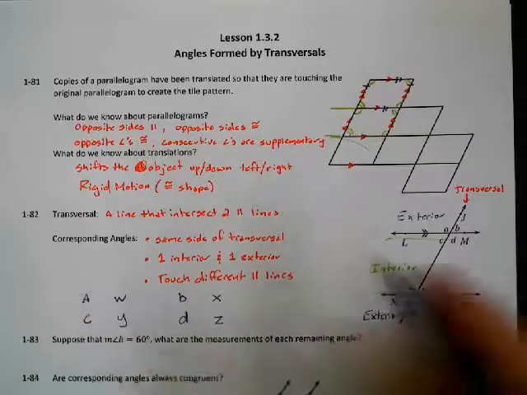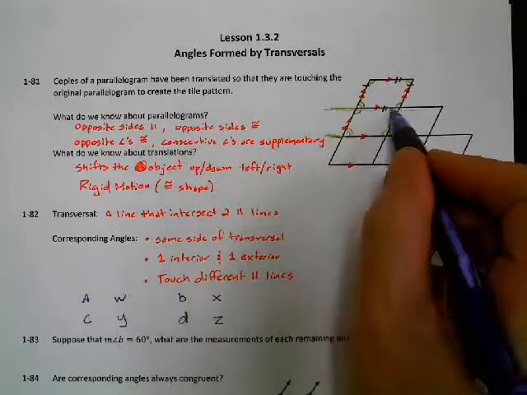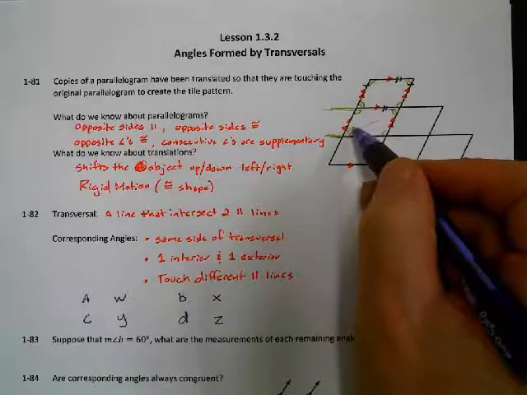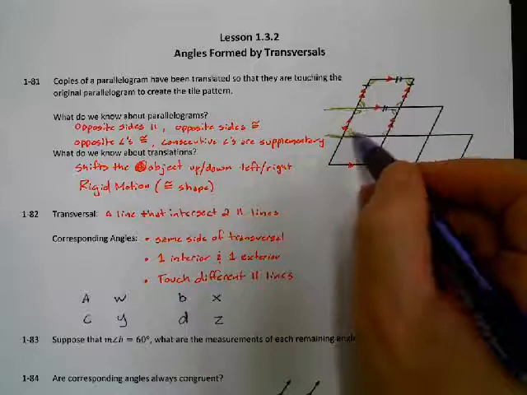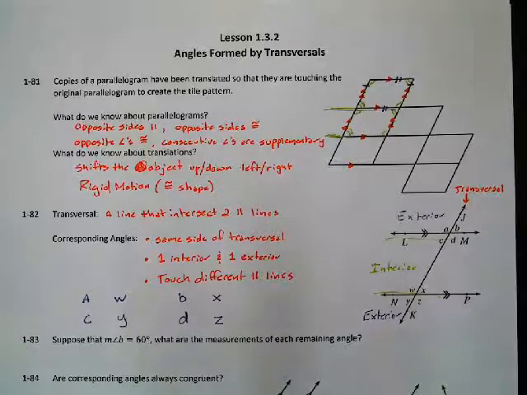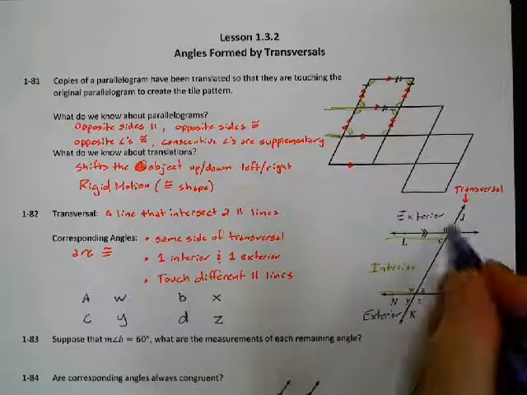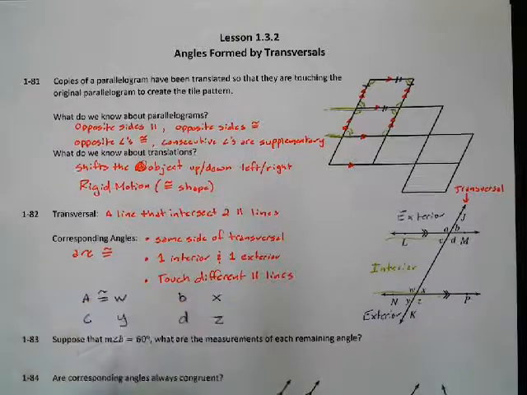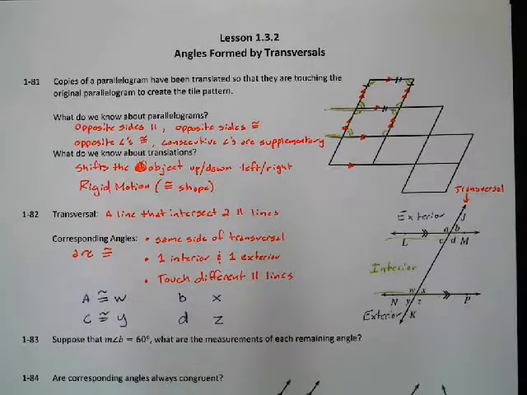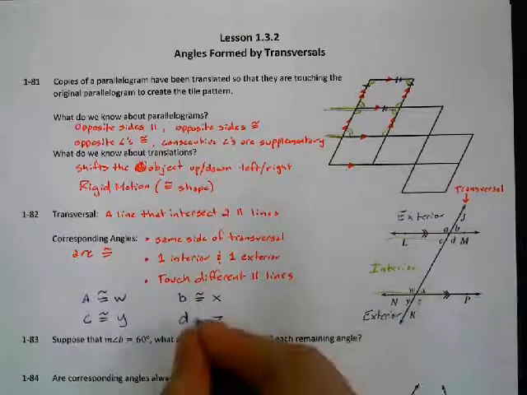Now, based on this thing that I've seen here where I've got parallel lines, so these two are my parallel lines up here, these two angles would be corresponding angles. And I can see by this picture that it looks like corresponding angles have the same exact measurement. So the next thing that we need to know is corresponding angles are congruent. So angle A and angle W have the same measurement. They are congruent to each other. C and Y are congruent because they're corresponding angles. B and X are congruent angles. D and Z, those are also congruent angles. So we've got a bunch of congruent angles.